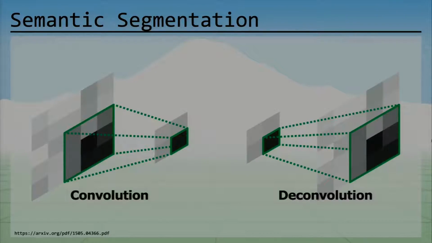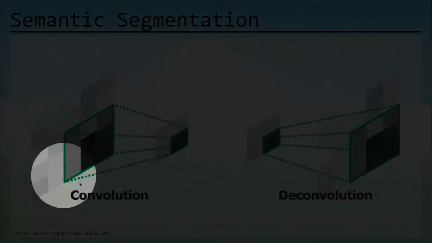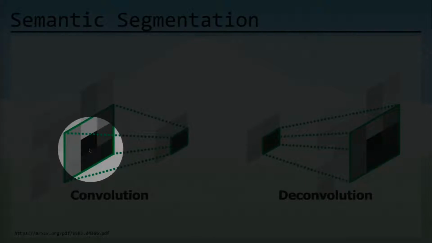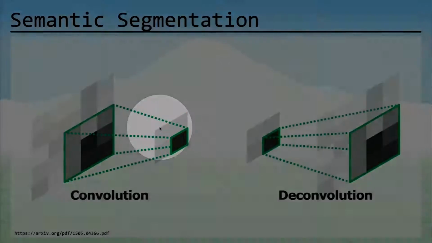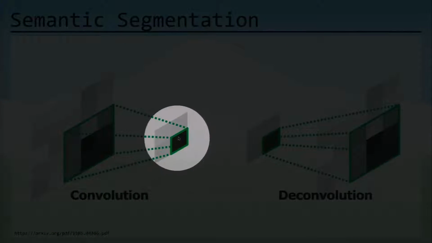So one important concept is this idea of convolutions and deconvolutions. You can think of a deconvolution as just being a convolution backwards. A convolution is where you're taking some window of pixels from the input and doing some weighted sum to get some pixel in the output.